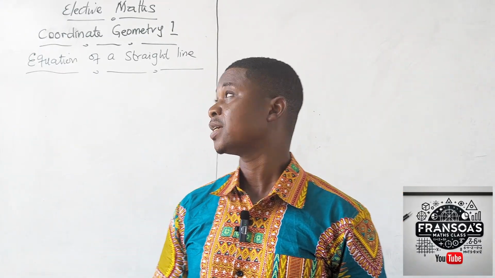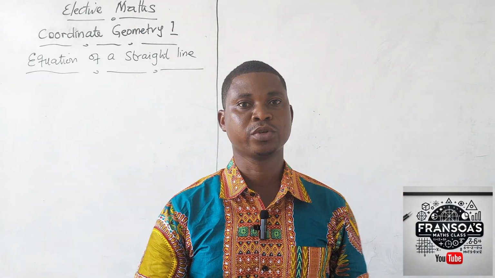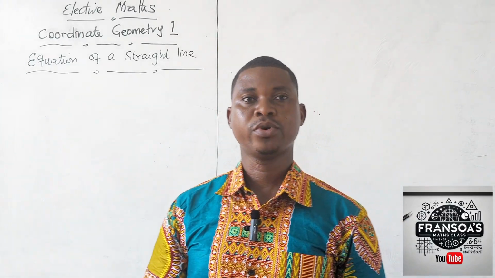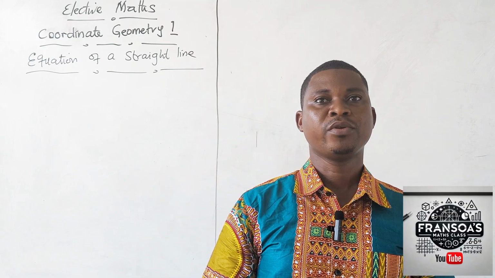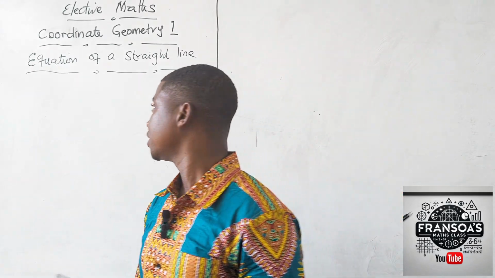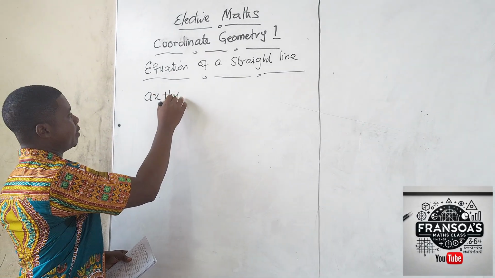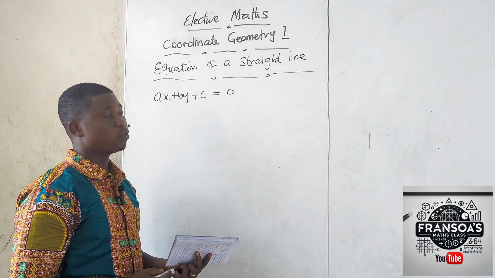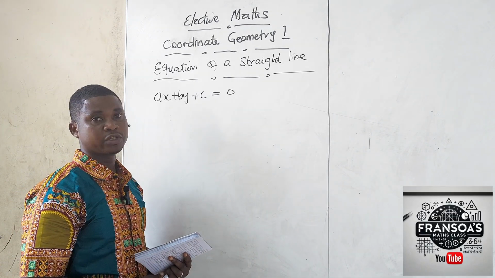Today we are going to look at elective maths on the topic coordinate geometry 1, but the subtopic that we are going to consider is equation of a straight line. With the equation of a straight line, we have the general form of the equation. The general form of the equation of a straight line is ax plus by plus c equal to 0. This is the general form of the equation of a straight line.